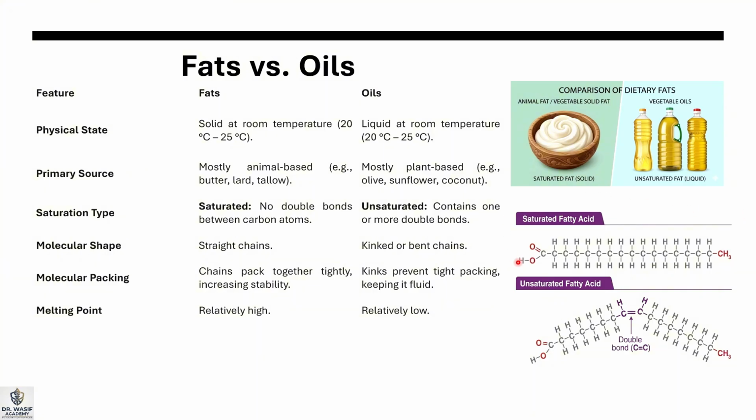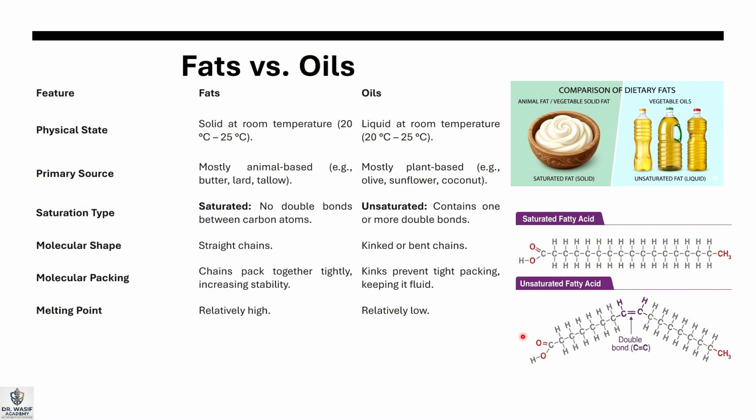This you can see in this diagram. Okay, this is the chain of saturated fatty acids, and because they are so tightly packed, they stay solid. Now compare that to oils. These are liquid at room temperature and mostly come from plants, and these are unsaturated.